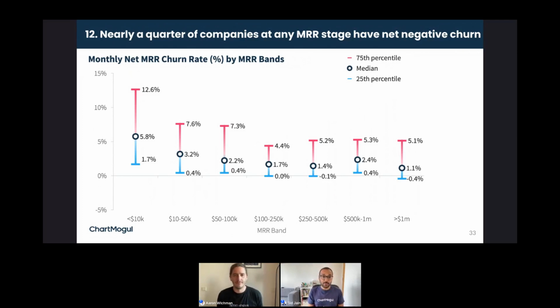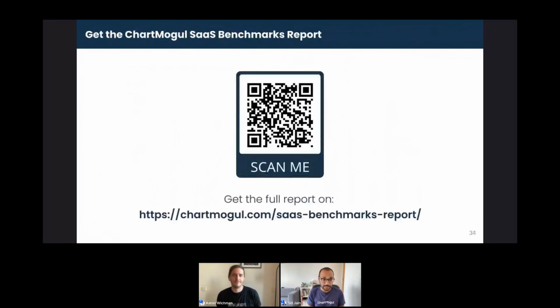This brings me to the end of the insights section. So we covered a lot of data as a part of this section. And a lot of this data comes from the ChartMogul SaaS benchmarks report that we published about 2 weeks ago. So it's a 77-page long report.